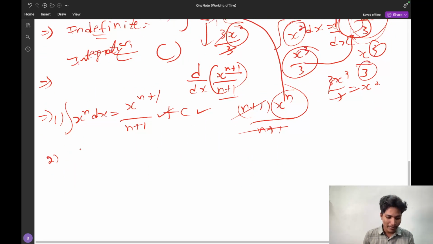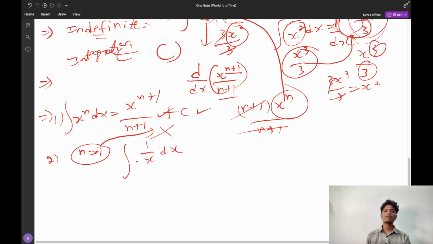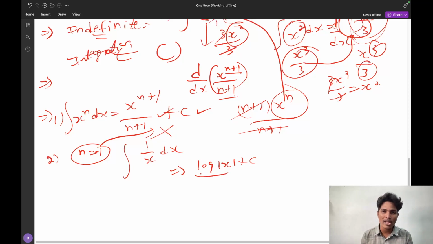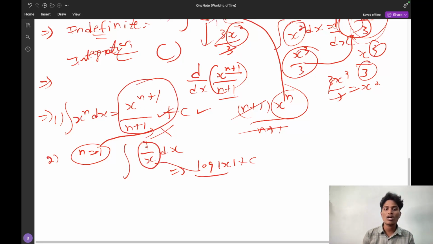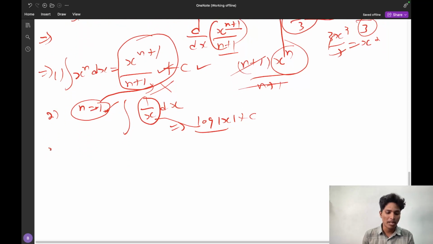The second formula is for when n is equal to minus 1. Remember, when n equals minus 1, the first formula will not hold. It becomes the integral of 1 by x dx, and the integral of 1 by x dx is log x plus c. This is important because the differentiation of log x is 1 by x. So the integration of 1 by x should be log x, not the first formula, because here n is minus 1, and we have to ignore that formula. This is the second formula, and next is the third formula.